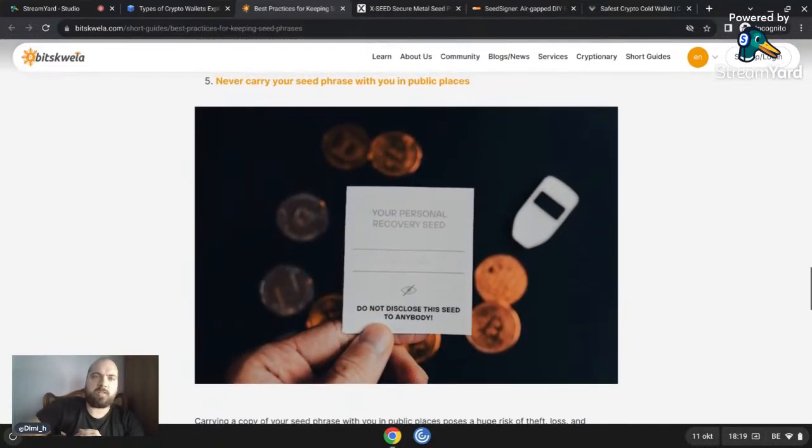Is also a little bit of a dead giveaway. Never carry your seed phrase with you in public places. Same reason why you don't do it on the internet. There is a high chance you may lose your seed phrase, especially if it's written on a piece of paper. Perhaps you only lose it and you will lose your access to your funds forever.